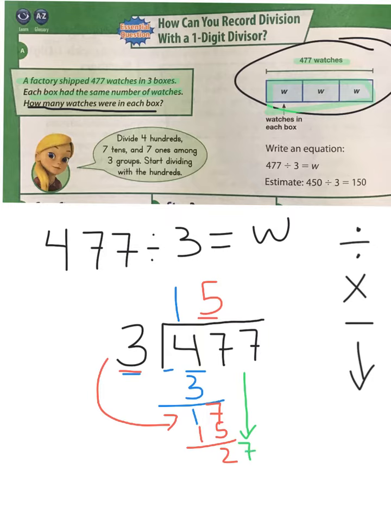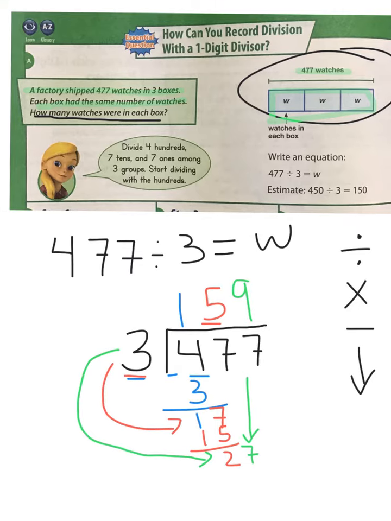Last, we're going to repeat our steps, and we're going to see how many times does 3 go into 27. And 3 goes into 27 9 times. 3 times 9 is 27, and we would get a difference of 0. So, in each box, we are going to have 159 watches. If you follow these steps and continue your patterns, then dividing using long division really gets a lot easier.